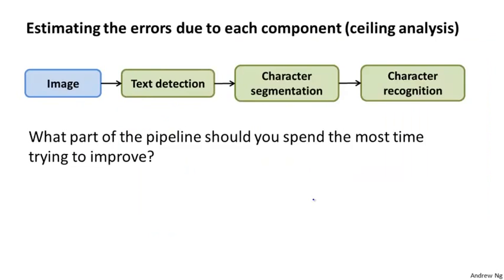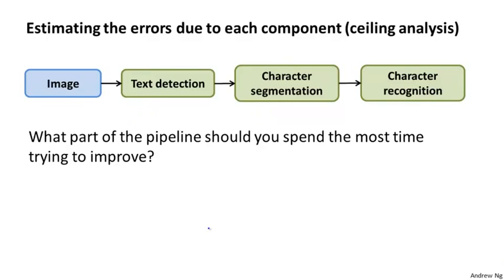To talk about ceiling analysis, I'm going to keep on using the example of the photo OCR pipeline. And as said earlier, each of these boxes, text detection, character segmentation, character recognition, can have even a small engineering team working on it, or maybe the entire system is just built by you, either way. But the question is, where should you allocate resources? And which of these boxes is most worth your effort trying to improve the performance of?